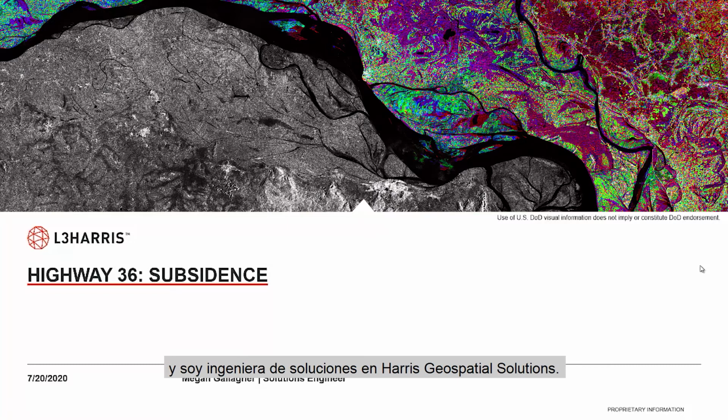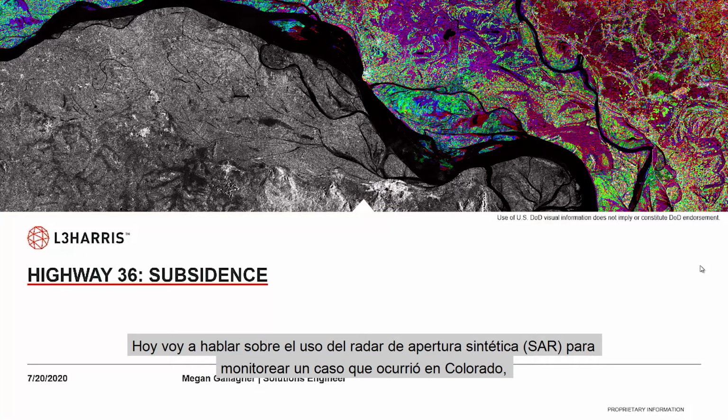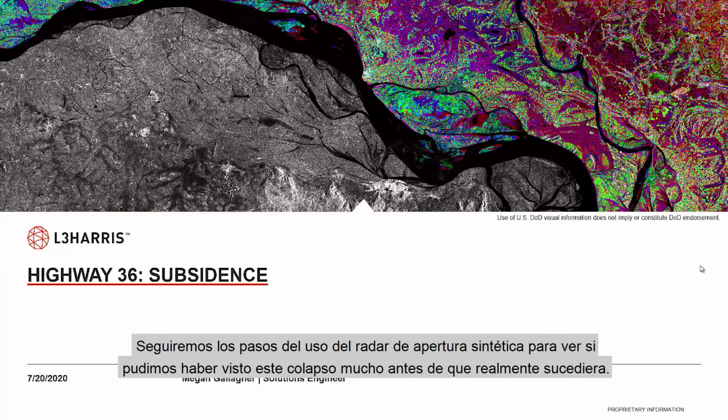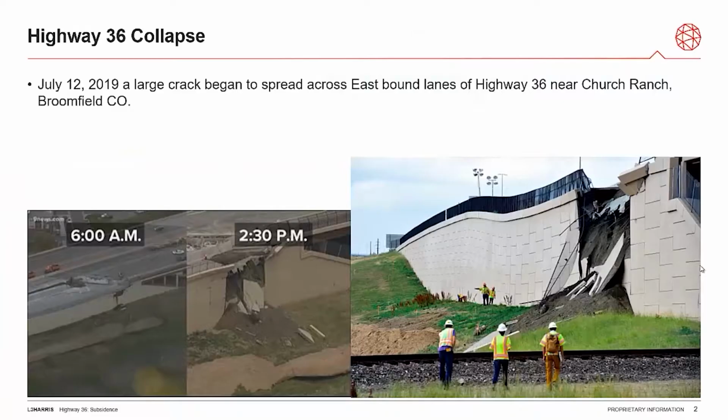I'm a solutions engineer with Harris Geospatial Solutions, and today I'm going to be talking about using synthetic aperture radar to monitor subsidence that occurred in a case in Colorado where Highway 36 collapsed near actually our own office. So we will be going through the steps of using synthetic aperture radar to see if we could have seen this collapse long before it actually happened.